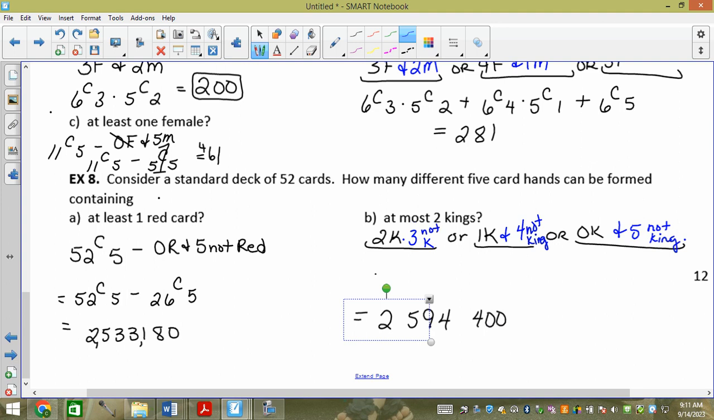And how many kings are there in the deck? 4. 4 C 2, I don't know, times, and how many are not kings? 48 C 3. I wanted the answer, and everyone takes 8 years to answer it, so I thought I'd just take your answer with you and then go back. And then 4 C 1 times 48 C 4 plus 48 C 5.